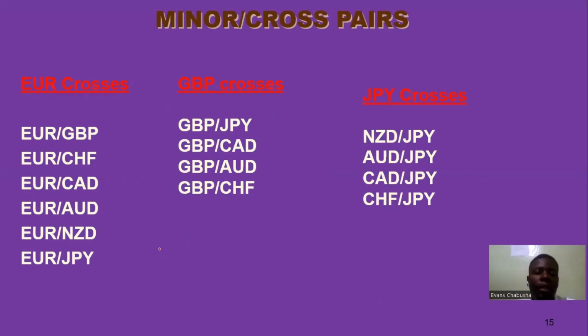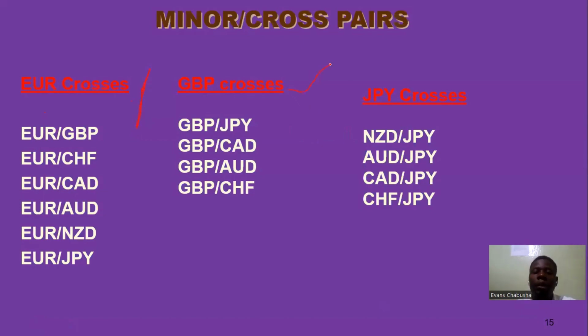Okay, let's look at the minor pairs, the cross pairs. The cross pairs are formulated from the remaining seven, except the dollar. If they are crossed amongst themselves, they will come up with the crosses. So you have the euro crosses, the GBP crosses, and the JPY crosses. For the euro crosses, you can have euro GBP, euro CHF, euro CAD, euro AUD, euro New Zealand, euro JPY. All of these will contain the euro.